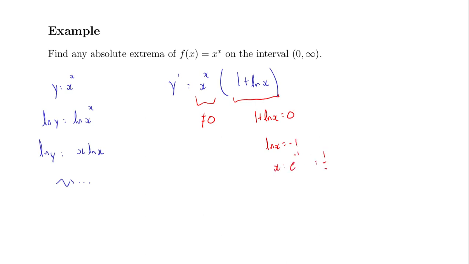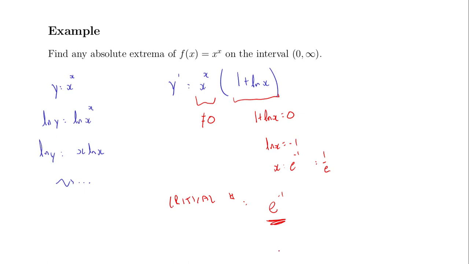So 1 over e is a positive number. It's in this interval. It's one that sets this derivative equal to 0, so it's a critical number. The critical number is e to the negative 1. There's only one of them. That's good news for us so far.